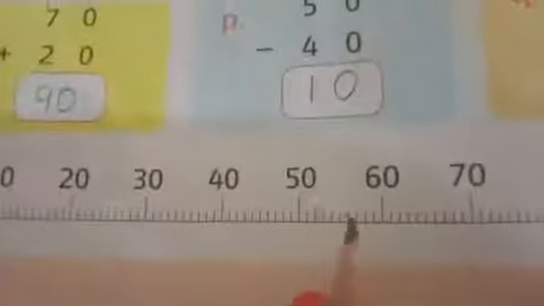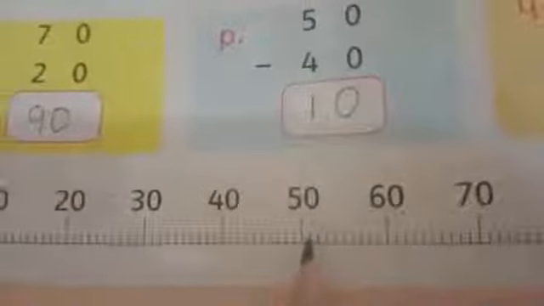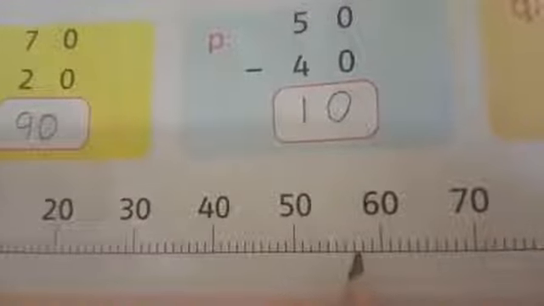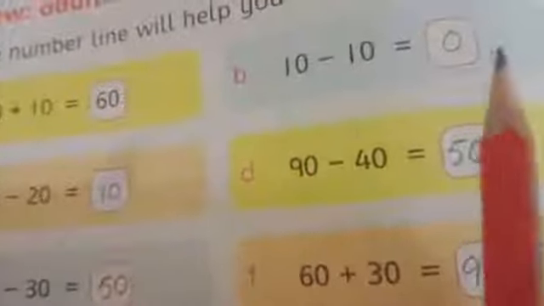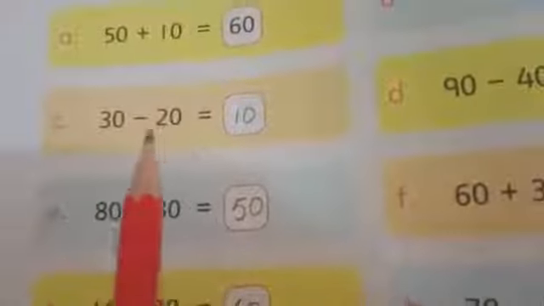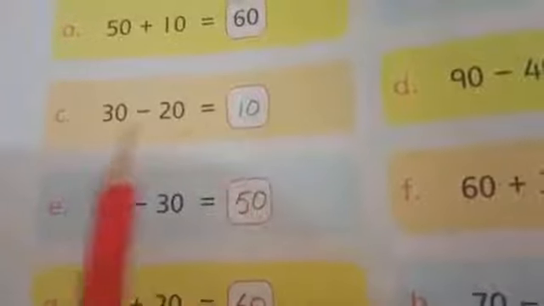That is the line. Question number A is 50 plus 10. The answer is 60. These are 10 lines. 1, 2, 3, 4, 5, 6, 7, 8, 9, 10. The answer is 60. 10 minus 10, remaining is 0. There is nothing. 30 minus 20, 0 deduct 0 and 3 minus 2, 1. 1, 0, 10.